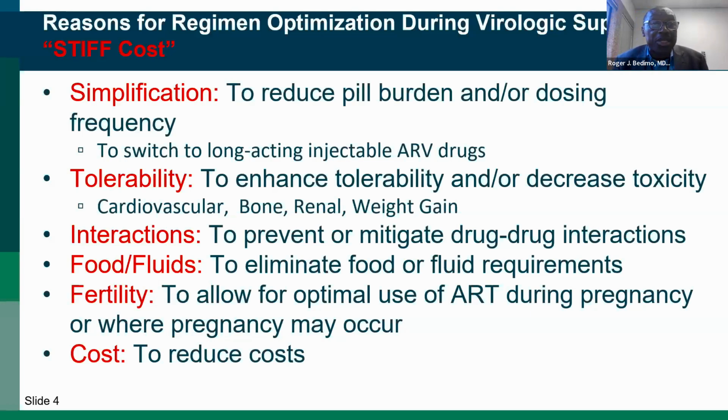So this mnemonic I subject to you is that of a stiff cost. This is to walk you through the reasons for optimizing a regimen that is suppressing the virus. Number one is simplification. Sometimes in your clinic, you will come across people who have a suppressed viral load, but that has been achieved at the cost of multiple really complex regimens. And it may be possible with the newer, more efficacious drugs to simplify those regimens. And now it may be possible to switch some of these people to long-acting injectable antiretrovirals.